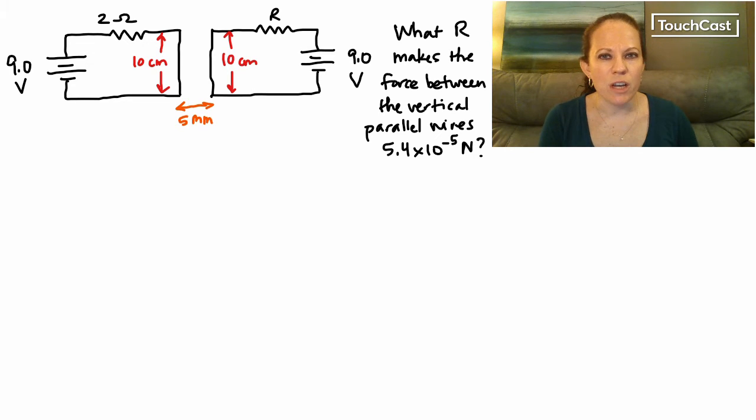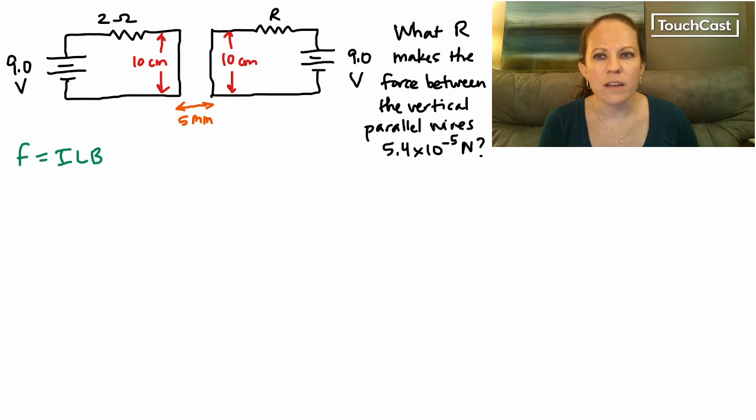So the relationship for the force that a current carrying wire feels in a magnetic field is F equals ILB. So the magnetic force is equal to the current times the length of the wire in the field multiplied by the field strength. Well, we have a value for force given, and we have a length given. We don't have a current, and we don't have a magnetic field strength.